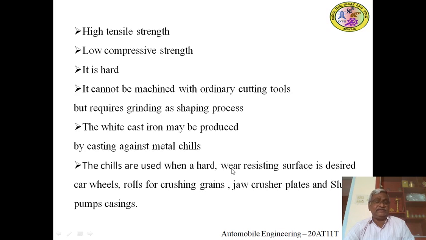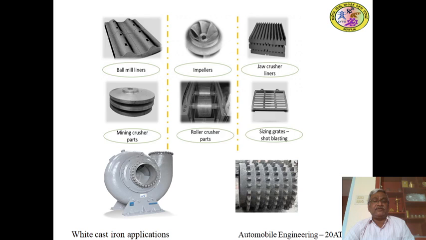So this will be very useful for making some components such as ball mill liners, impellers, and volute casing of slurry pumps and crusher rollers. In making all these parts, a hard surface is required, and in such cases they should be made of white cast iron, which we can get by quick cooling of molten iron.